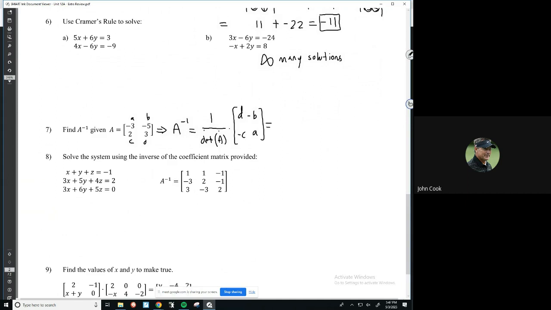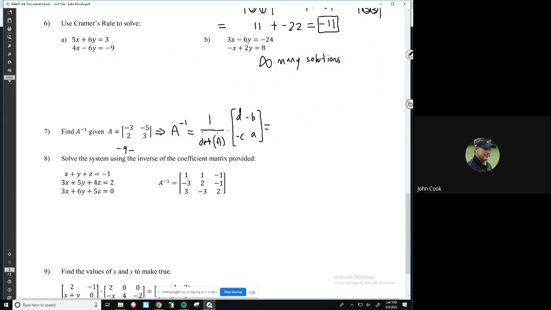So let's do that. Let's find the determinant of this thing first. It's going to be negative 3 times 3 is a negative 9, and then minus a negative 10. So negative 9 plus 10 is 1. So it's going to be 1 over 1. And then I just do the switching of the orientation of the letters. So D goes here, A goes here, and then negate the other ones. So positive 5 and negative 2. So 1 over 1 is 1, and 1 times all that stuff doesn't really affect it. This is the inverse right over here. There we go. That's the inverse matrix.